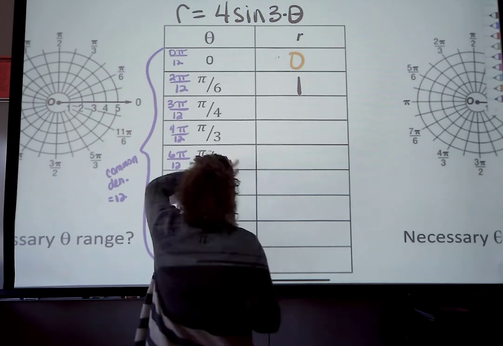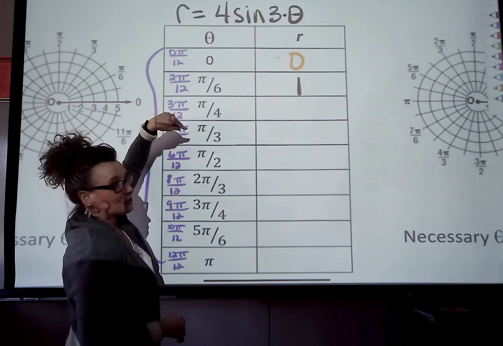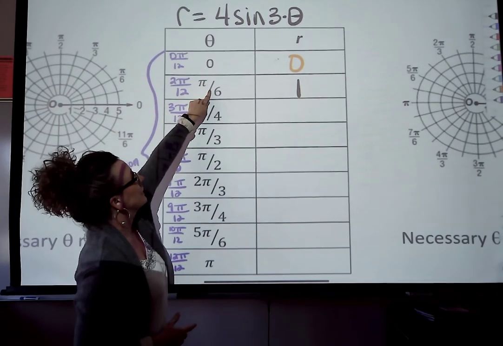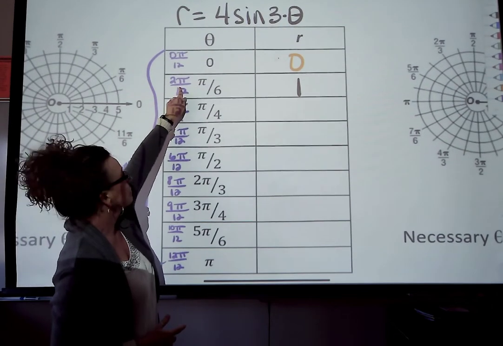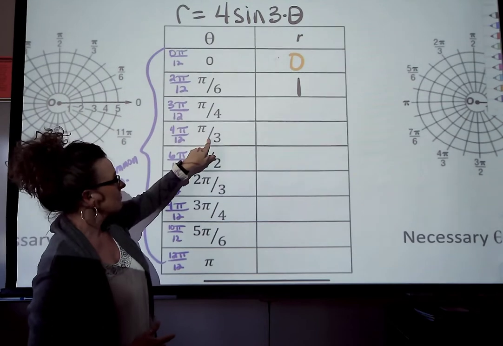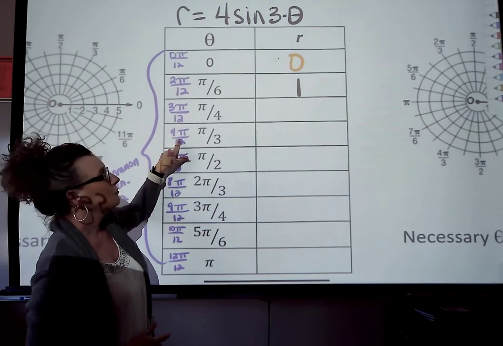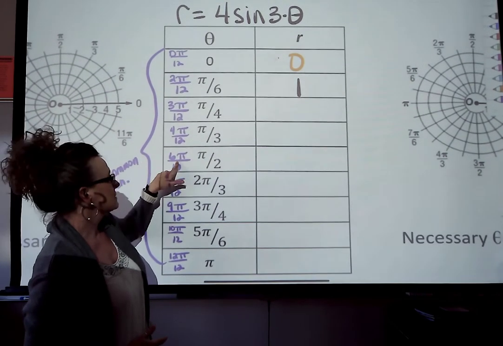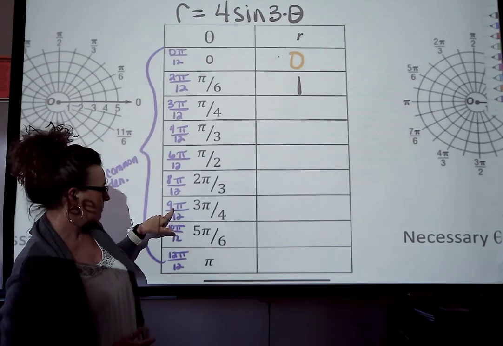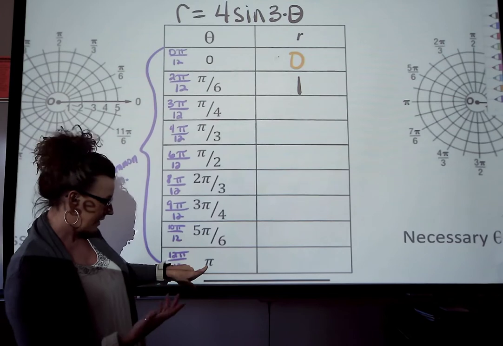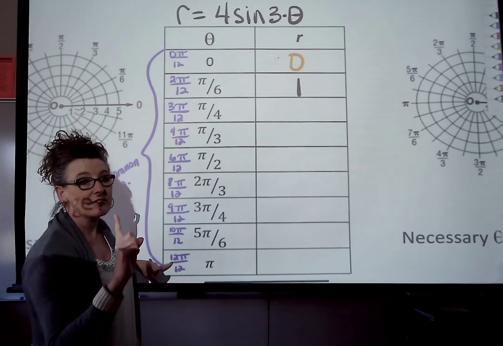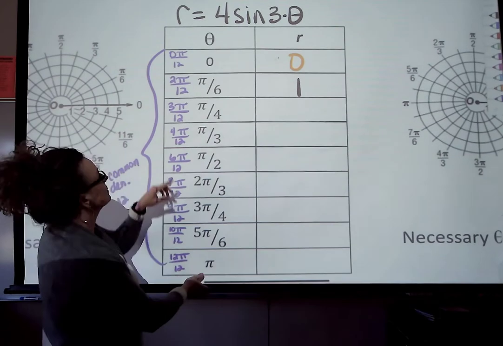So let's change these to a denominator of 12. So think about this for a minute. This as a denominator of 12 is 2 pi over 12. Denominator of 12, 3 pi over 12. With a denominator of 12, 4 pi over 12. 6 pi over 12, 8 pi over 12, 9 pi over 12, 10 pi over 12, and of course, 12 pi over 12. And you can see that the increments are different.